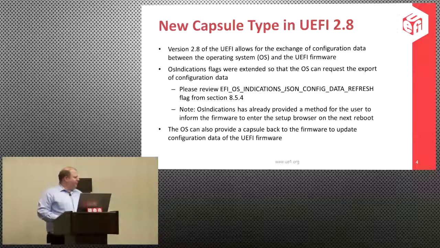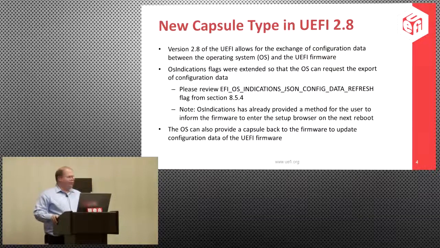Whenever this is flagged by the operating system, the firmware will now take the HII configuration data or other configuration data it's looking to expose and publish it on the system configuration table. The OS can then pull that information, make use of it, manipulate it, and then provide information back to the firmware via capsule. So it uses EFI OS indications, capsules, and the system configuration table, and that's basically the whole process. But what does this mean?